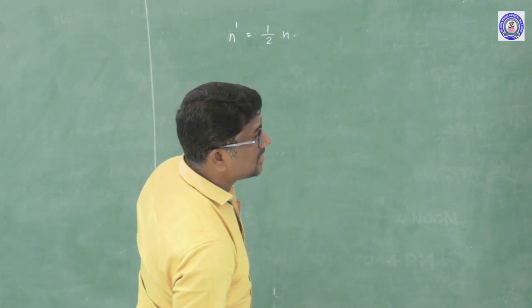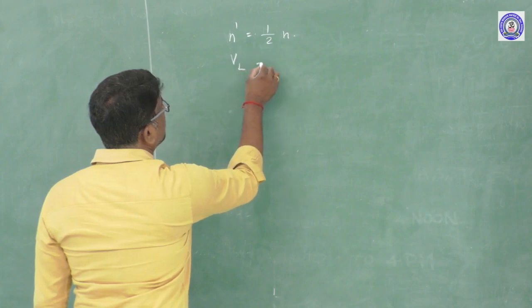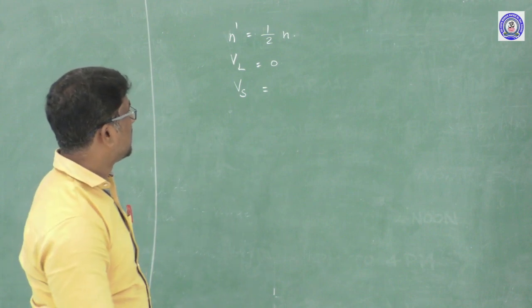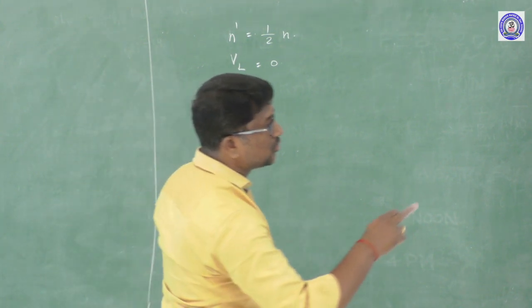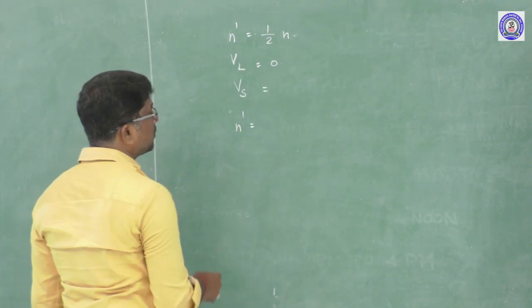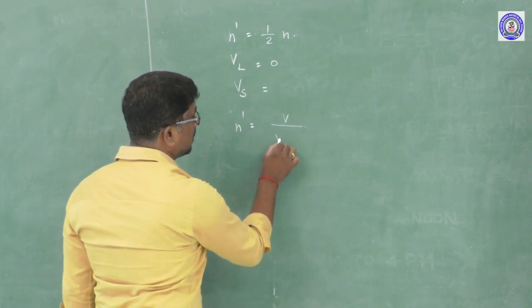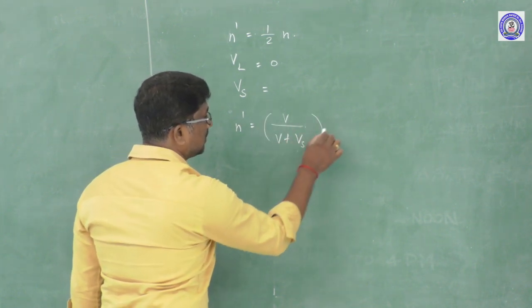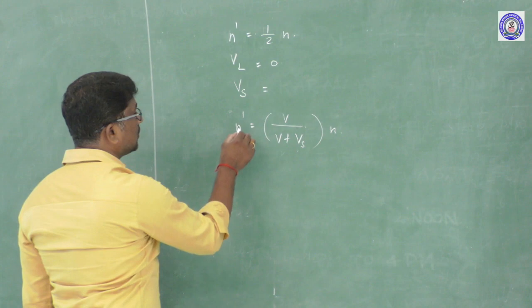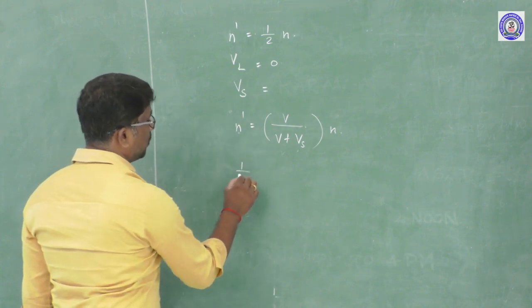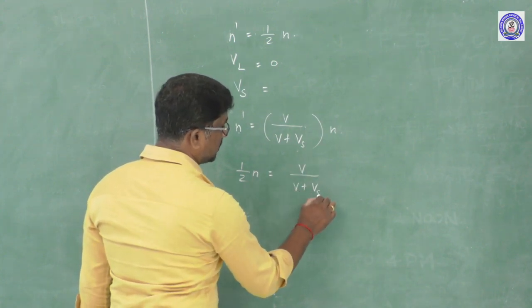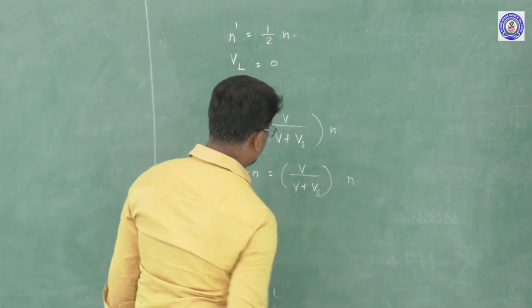Here, the listener is at rest. So, VL is equal to 0. We need to calculate the speed or velocity of the source. Here, the source is moving away from the stationary observer. Therefore, the apparent frequency formula is n prime is equal to V divided by V plus Vs into n. Right. Here, the given value is n prime equal to half of n. So put 1 divided by 2 into n instead of n prime. It is equal to V divided by V plus Vs into n.